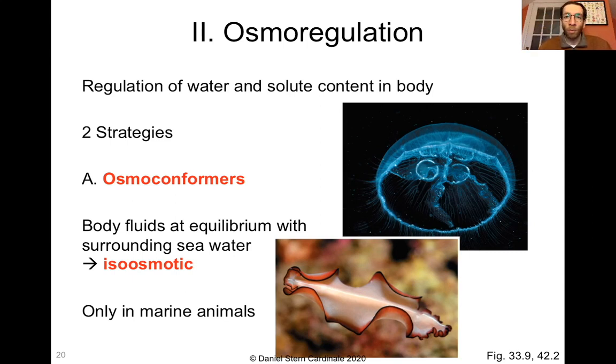Because living organisms require ions in their cells, you can only be an osmoconformer if you live in a marine environment. So you can't do this in freshwater because cells won't be able to function with that very low level of ions. We're not going to talk about osmoconformers beyond that. I just want you to know that that is one way of approaching this problem. Just go with whatever the environment is doing, and that works for smaller, simpler animals that live in the oceans.